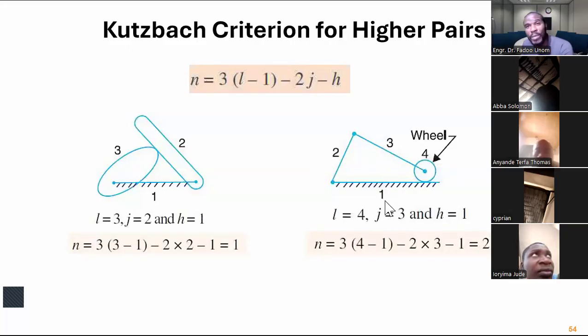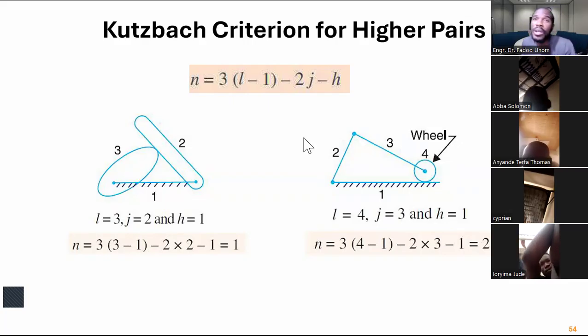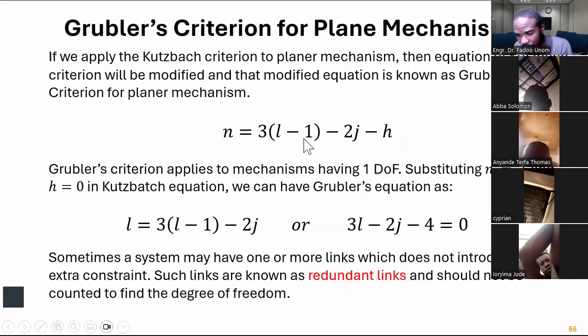Same thing here. You have your links, link 1, 2, 3, and the wheel is the 4th link, right? The wheel 4 and 3 are connected via a binary joint. That's a revolute joint right there. 3 and 2 has a binary joint. 2 and 1 has a binary joint. But between 4 and 1 is a line contact. That's a higher pair. So the same thing, you can put those into the equation, and you see that this mechanism has this result. So let's quickly do 2 things and we'll end this class.